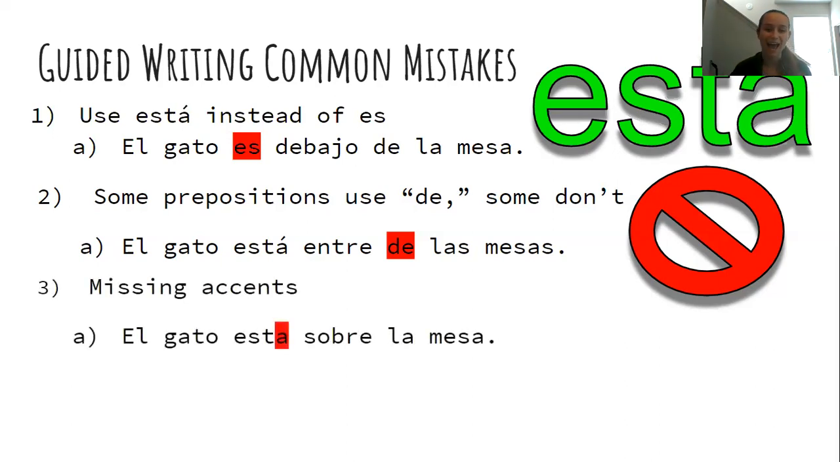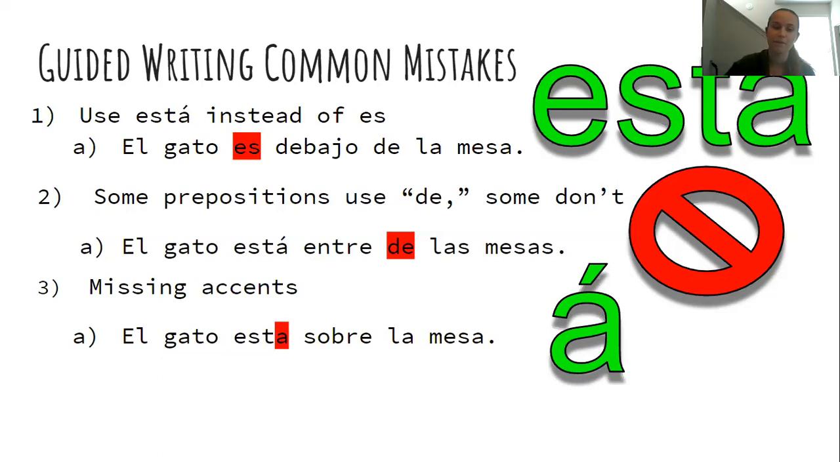Number three, missing accents. So remember that we did a little while back an exercise where you had to look up the meaning of esta, with no accent, and it meant this. So if you wrote the sentence, el gato esta sobre la mesa, that would mean the cat, this, above the table. It doesn't really make sense. In order for it to make sense, we have to have an accent on that A. El gato está sobre la mesa.